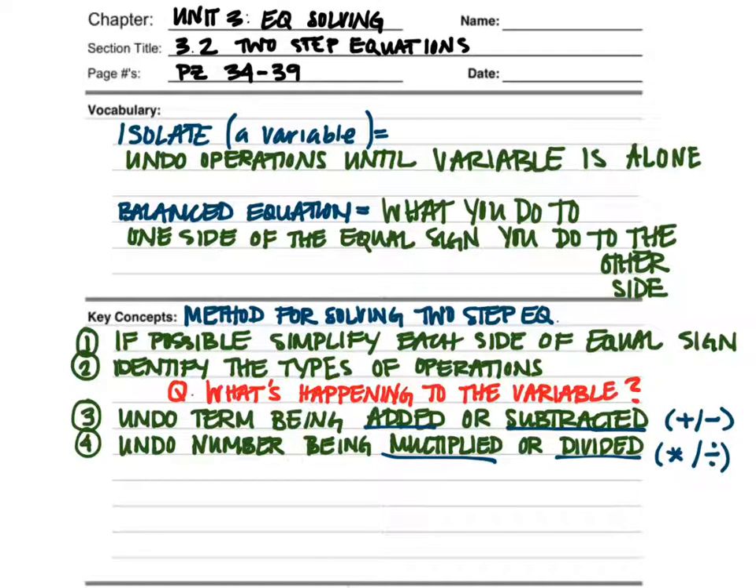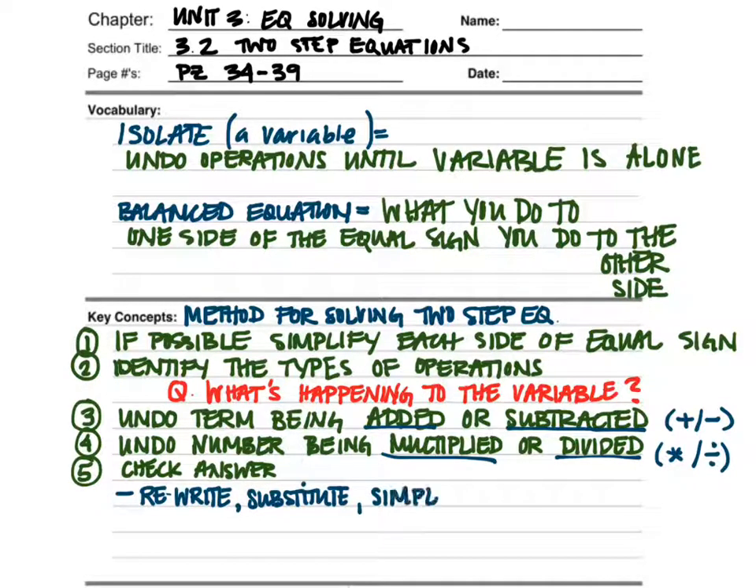To start with, we want to get rid of the terms that are away from the x, and then we also want to get rid of the term that's being multiplied or divided by the x. The fifth step is to check. When we check our answer, this looks like rewriting the original equation, substituting our solution that we're pretty sure is our solution, and simplifying by using order of operations.